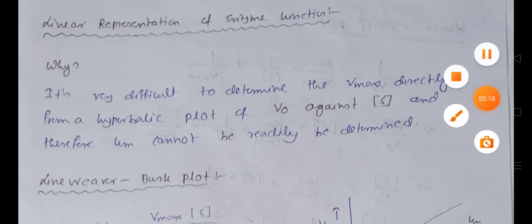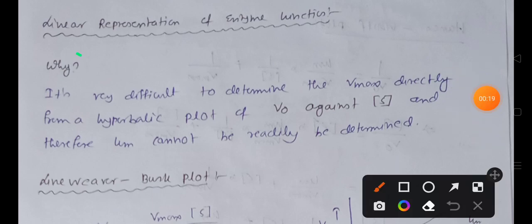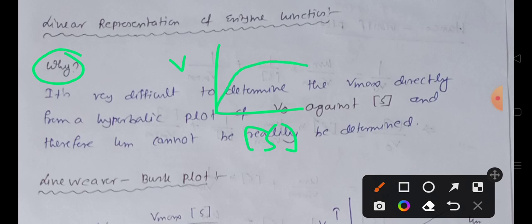First, we have to learn why we are doing this, because we have a hyperbolic curve already, right? Where we are taking V0 on the y-axis and substrate concentration on the x-axis, and we are getting something like this. Then why a linear representation of this hyperbolic curve?